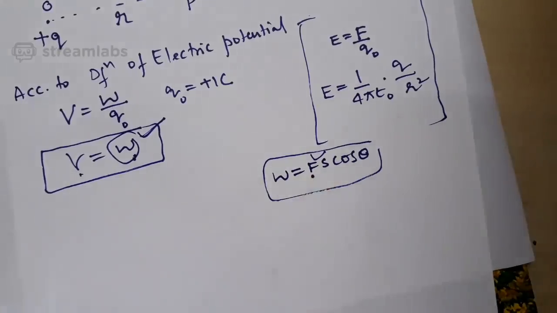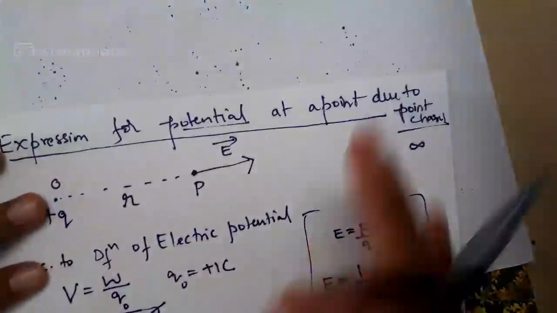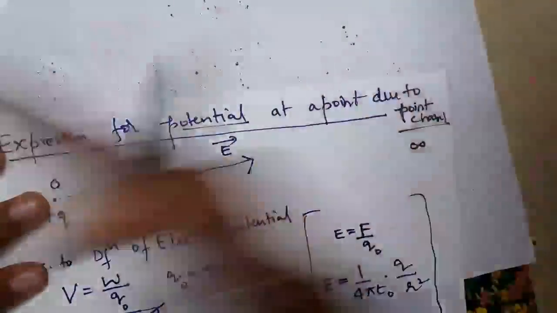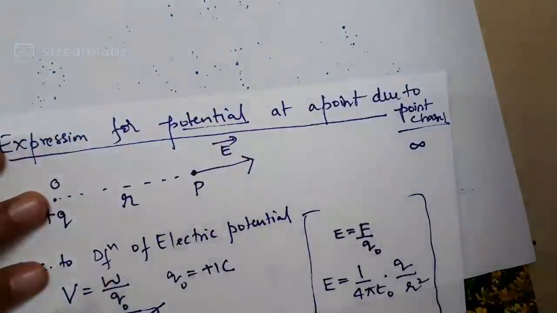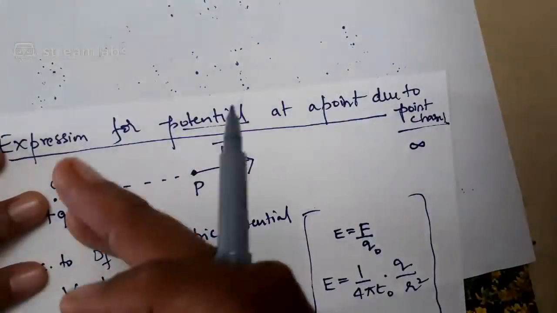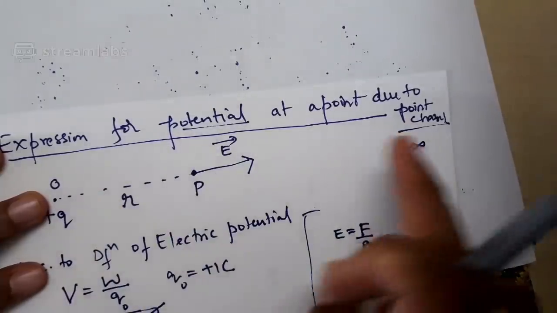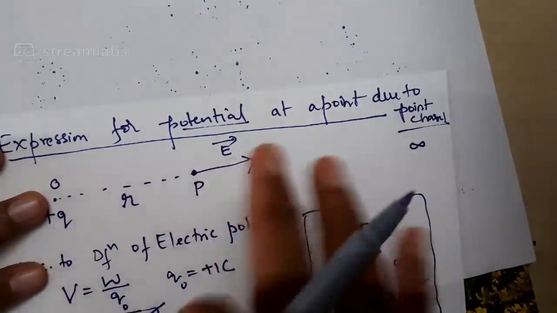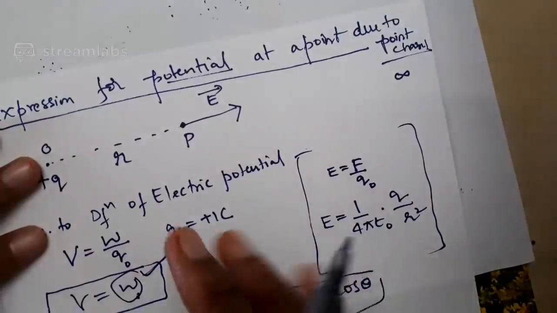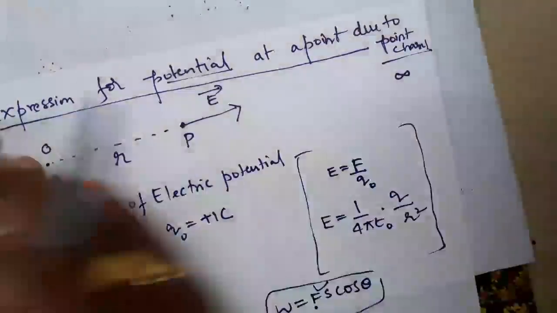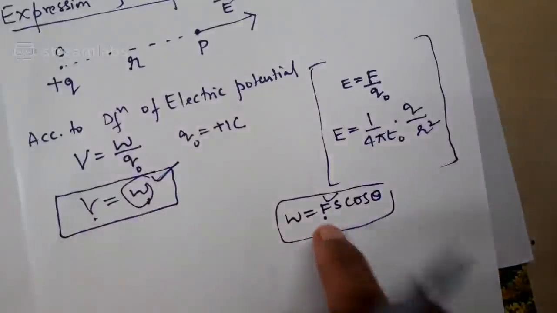But I have to apply a variable force when I'm moving a plus 1 coulomb charge from infinity to point P. To balance the electrostatic force of repulsion, I have to keep on increasing the force applied. Because when I keep on moving a plus 1 coulomb charge from infinity to point P, the electrostatic force of repulsion keeps increasing. To balance that, I have to apply a stronger force. That was the problem I'm facing.